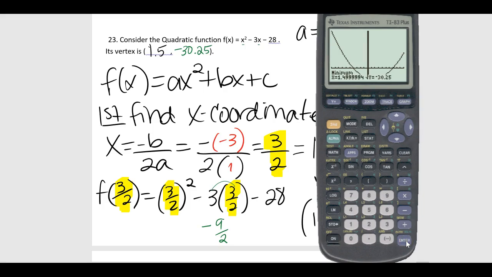And then it actually calculates that minimum or that vertex for you. And so you see here it's got 1.499999. You can go ahead and round that to 1.5. And then the y-coordinate is negative 30.25, which is what we found by doing the algebra. So this is a really good tool, and you can use your graphing calculator on this test, but it's a really good tool to double check your work. You can do a lot with quadratics in your calculator in this particular section.